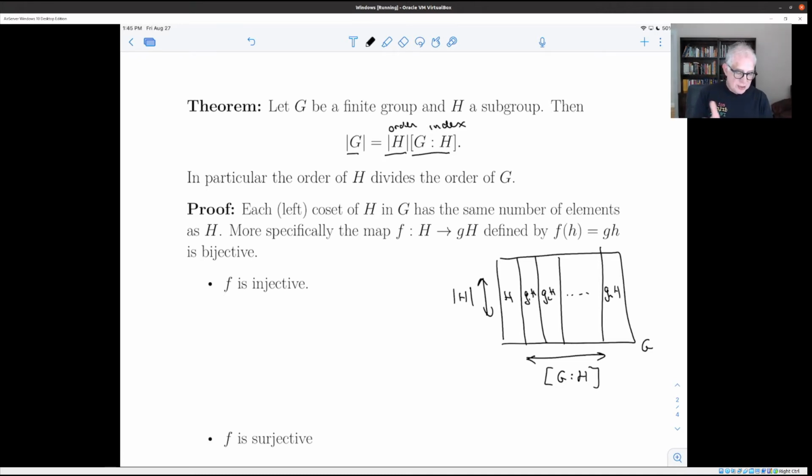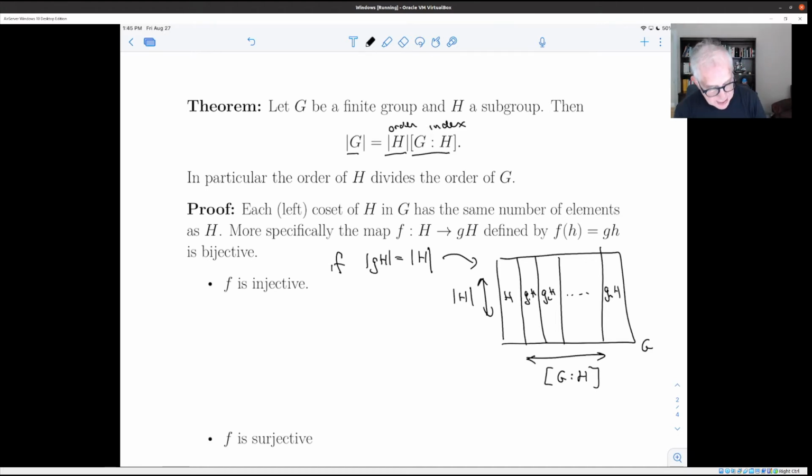Each coset of H, well, H itself has number of H elements. There's G index of H cosets. The only thing we'd like to know to finish this off is that each of these cosets has the same number of elements as H. And basically, if we knew that the number of elements in gH equals the number of elements in H, then this picture would show us that the number of elements in G is the number of elements in H times the number of cosets. And so let's prove that.